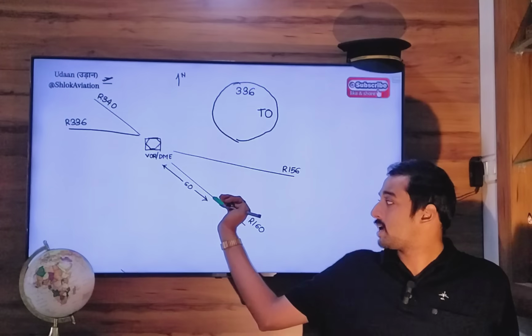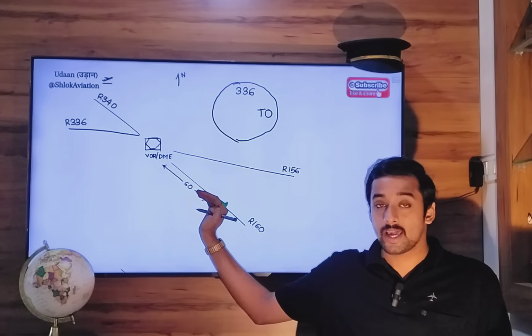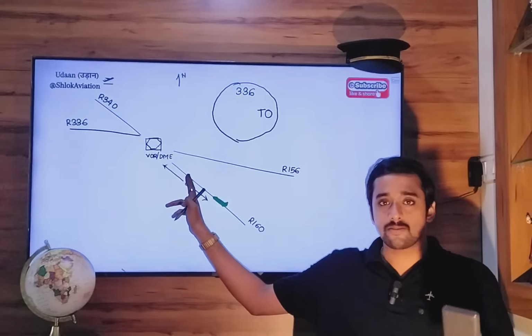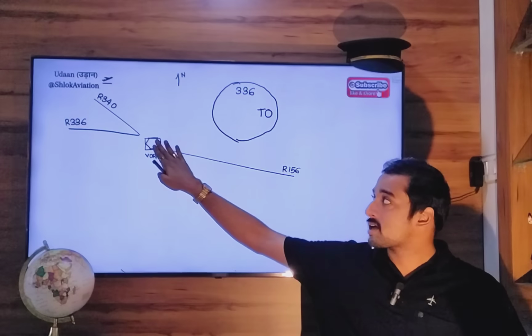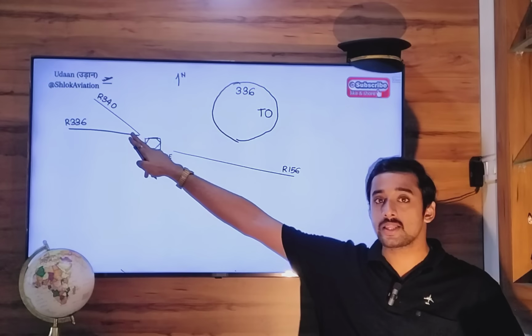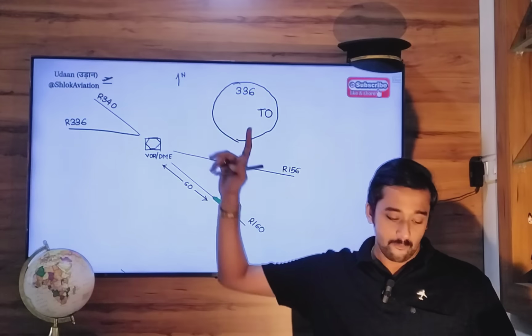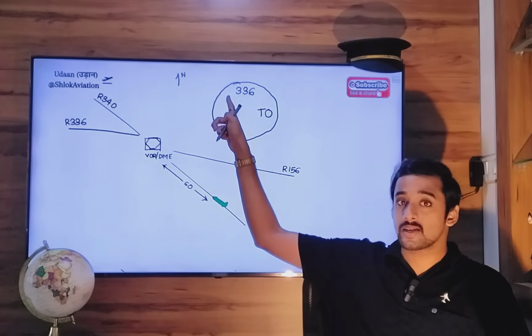Currently you are on radial 160 flying inbound. If you continue flying inbound on this particular radial, after some time you will overfly this VOR-DME station and then you will transition onto the opposite radial 340 and start tracking it outbound. But now here we have not set 340 in the OBS, we have set 336.